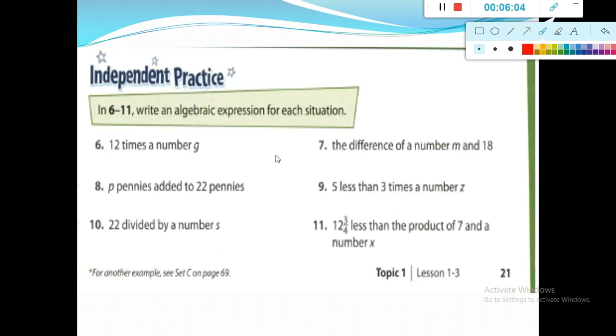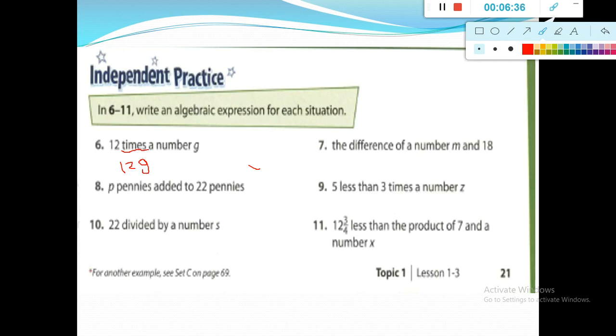Let's choose some questions and do them here. 12 times a number g. This kind of easy question. Times means what? Multiply. So 12 times g, 12 multiply g. We can just write 12g. We can write 12 multiply g. We can write 12 dot g. All of them mean multiply.